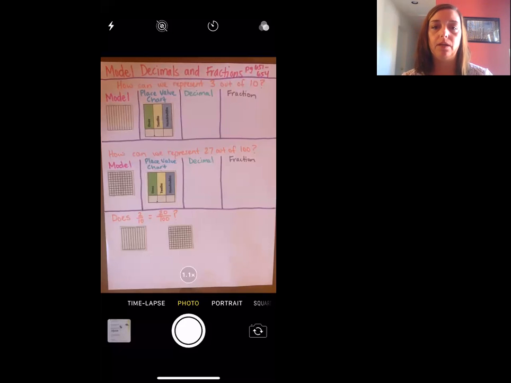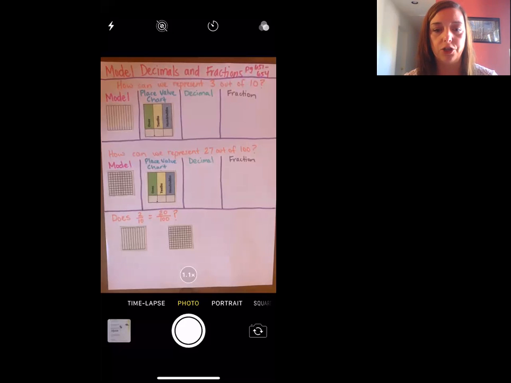Today, we're going to be working on how to model decimals and fractions. We're going to be working out of the My Math book, pages 651 to 654, so that you can get your books ready for the recording.